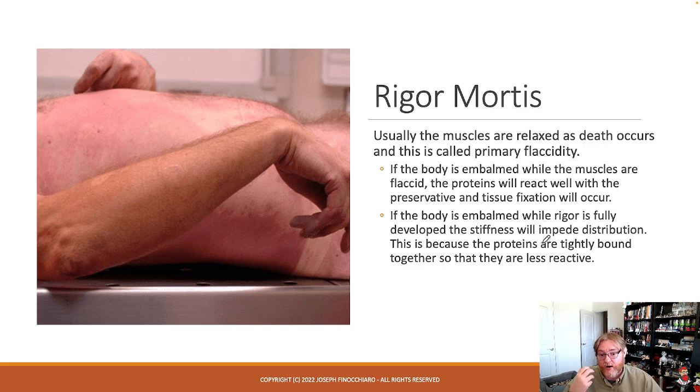If the body's embalmed while rigor is fully developed, stiffness is going to impede distribution, proteins are tightly bound, and they're not going to be as reactive because there's going to be less opportunities for the formaldehyde to hit the protein and react with it. So what's going on here? It's going to impede distribution.